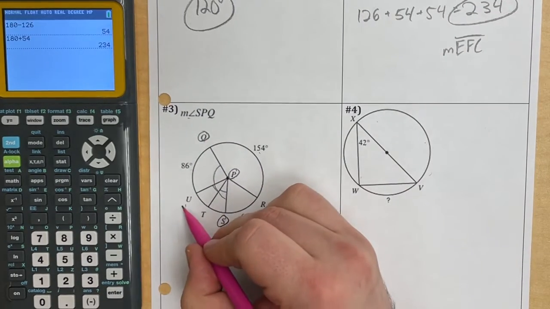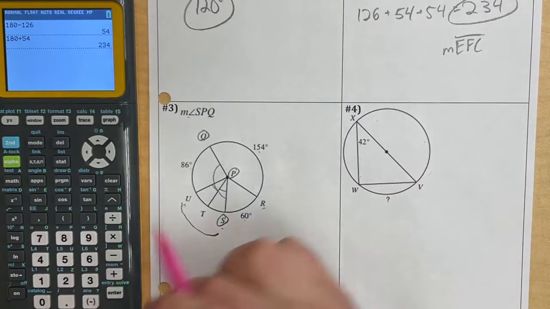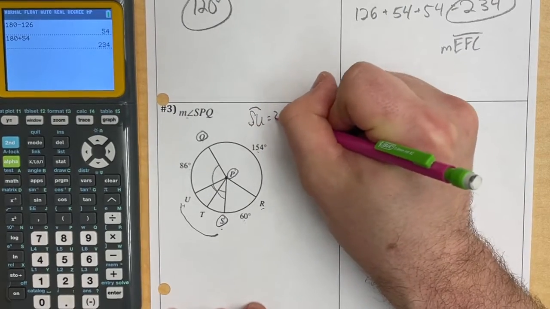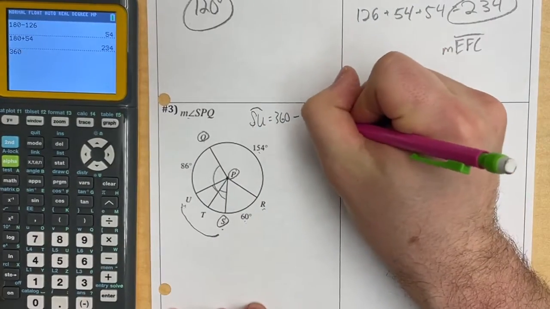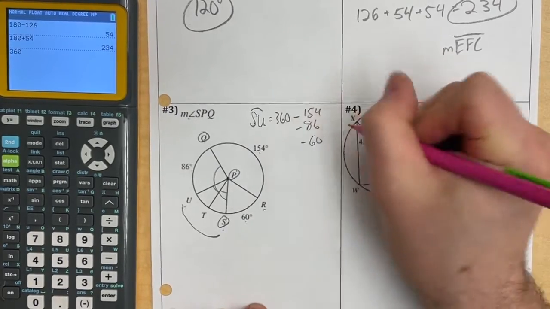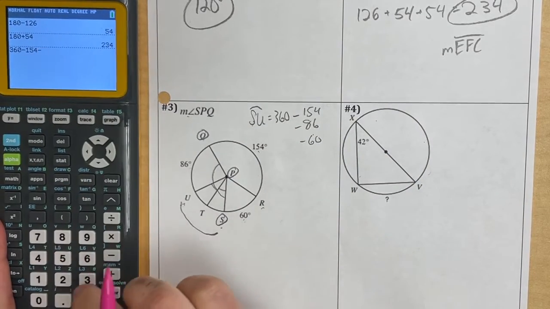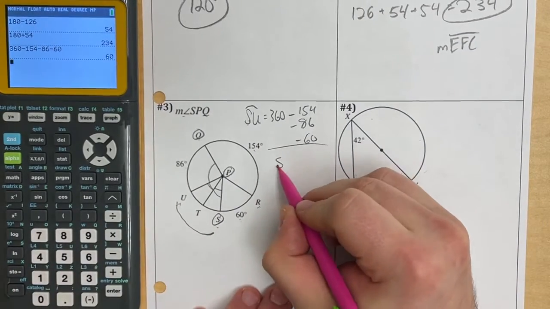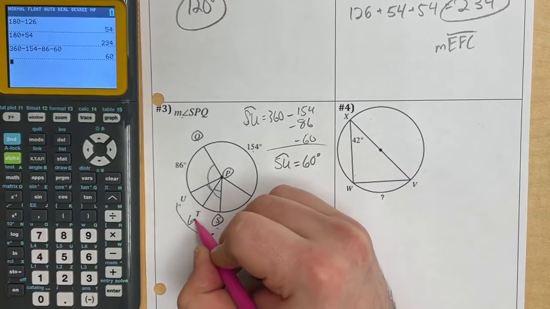And so what I can do is find this remaining amount from SU. This arc SU is going to be 360 minus 154 minus 86 and minus 60 to get that arc amount. So 154, 86, and 60. That means this arc is going to be 60 degrees.